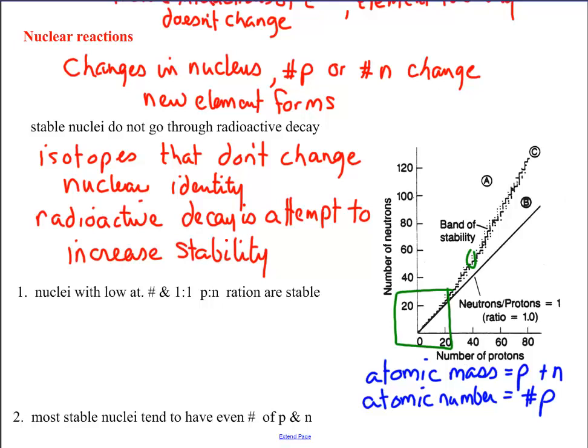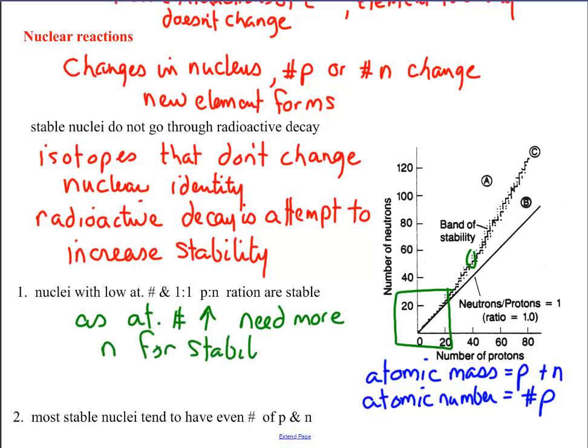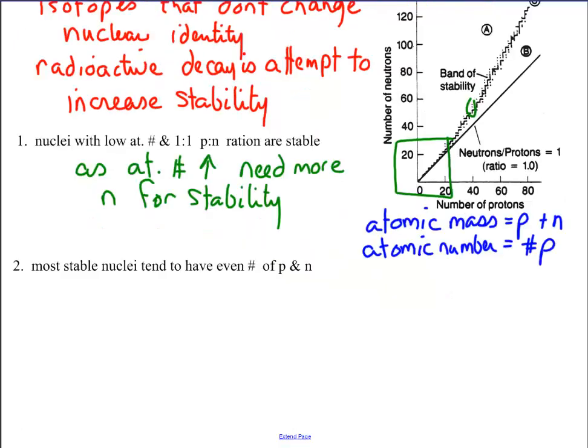In general, when we're looking at nuclei, what we're going to find is as the atomic number increases for elements, we need more neutrons to help maintain stability. So 1 to 1 ratio up through element number 20. As we get above element 20, we need more and more, and eventually it gets up to about a 1.5 neutrons to 1 proton ratio to maintain stability.